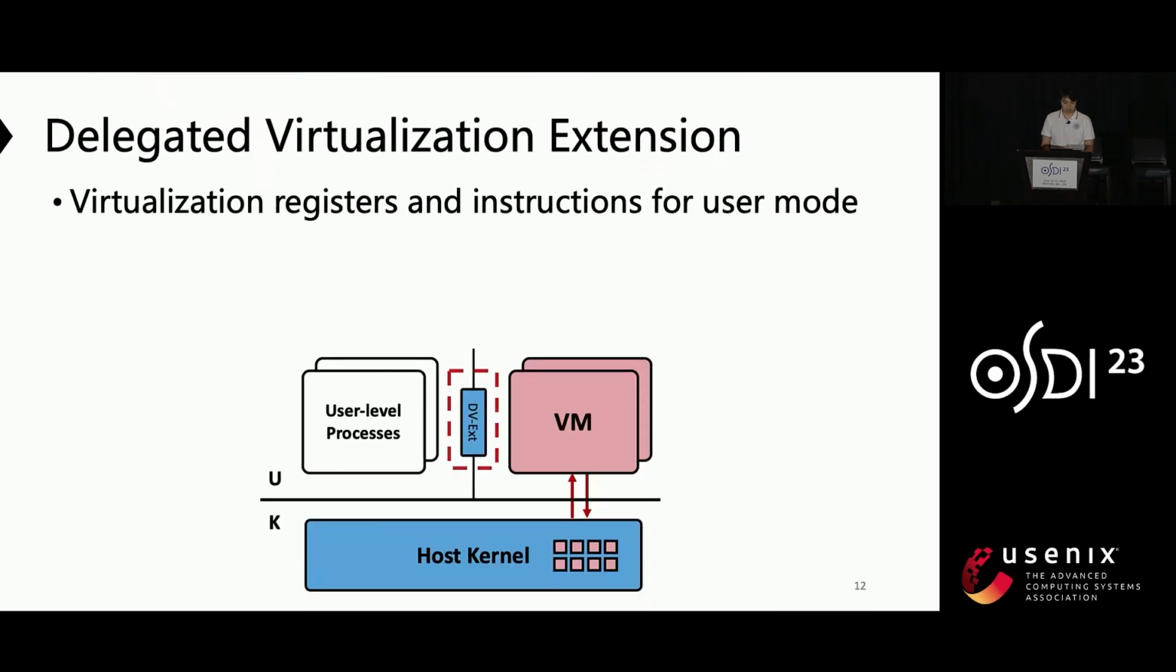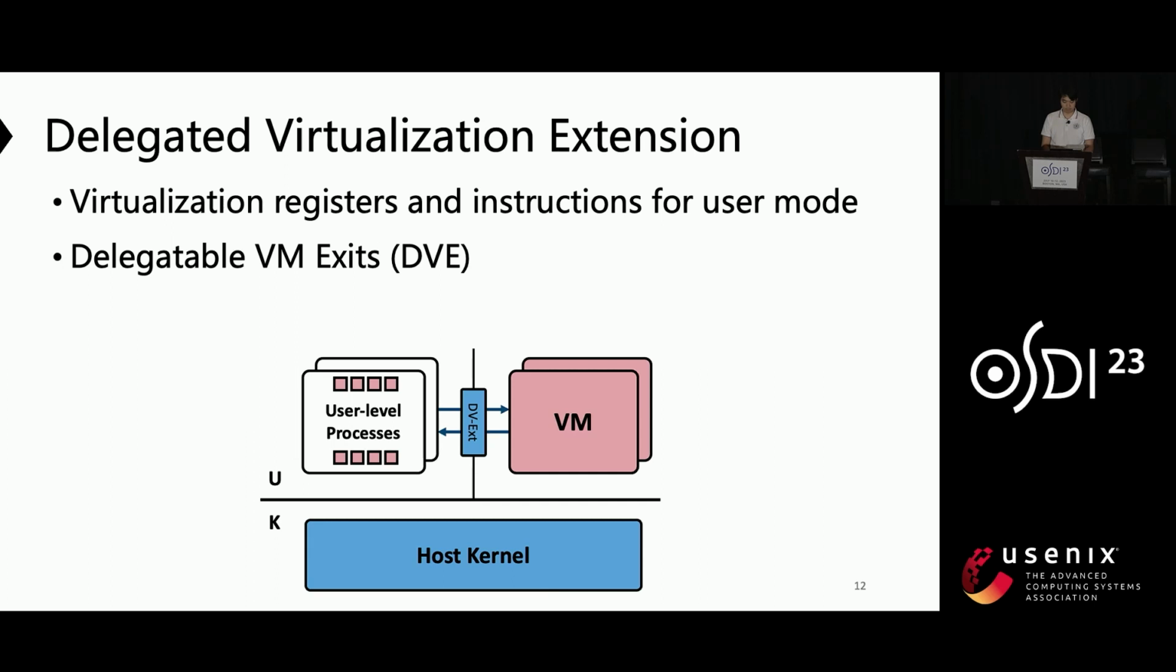We propose DV extension for the hardware. It lifts the virtualization interfaces securely from the host kernel to the user mode. Through these interfaces, user-level process can access VM information and control VM behaviors. It also provides delegatable VM exits, which enables the VM to directly trap to the user mode.